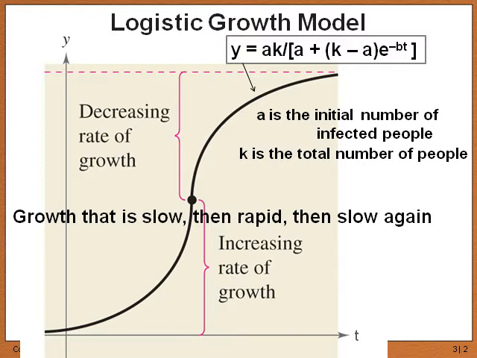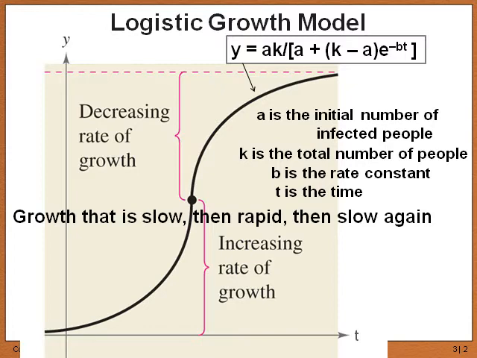K is the total number of people. It includes the healthy or sick. It's just the total number of people. B is the rate constant, as usual. B is always in these models the rate constant. And T is the time.